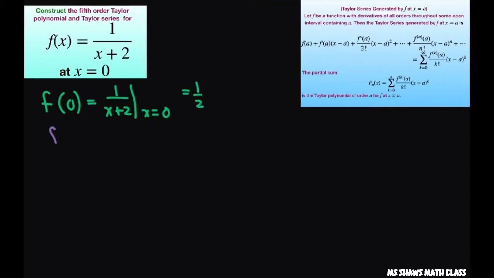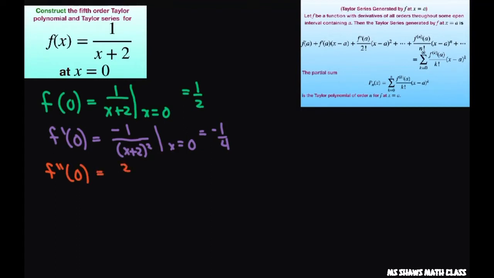Now we take the first derivative of our function, and our first derivative is -1 divided by x plus 2 squared. Now evaluate that at x equals 0, and that equals -1/4. Okay, the second derivative is going to equal 2 divided by x plus 2 cubed. Evaluate this at x equals 0, and that's going to equal 1/4.